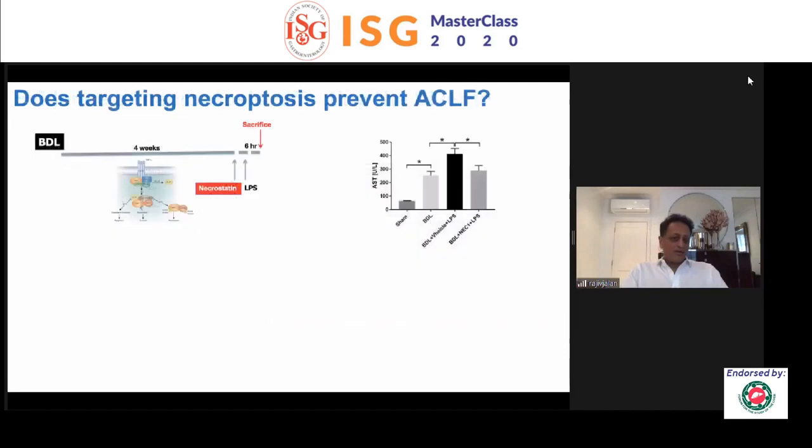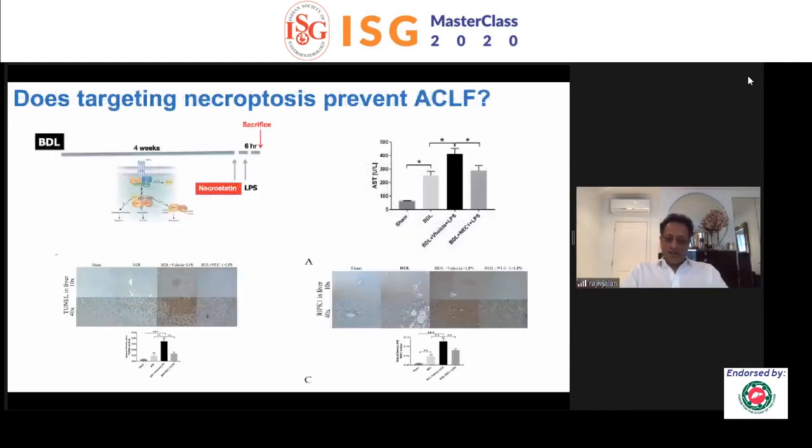So what about targeting it? There are drugs, though I don't have too much time. I think I'm running out of time, but what we did is to use necrostatin, which is essentially an inhibitor of RIPK1. And what you see here is that there is a significantly reduced amount of injury in the liver. And we went on to show that the kidney is also protected.